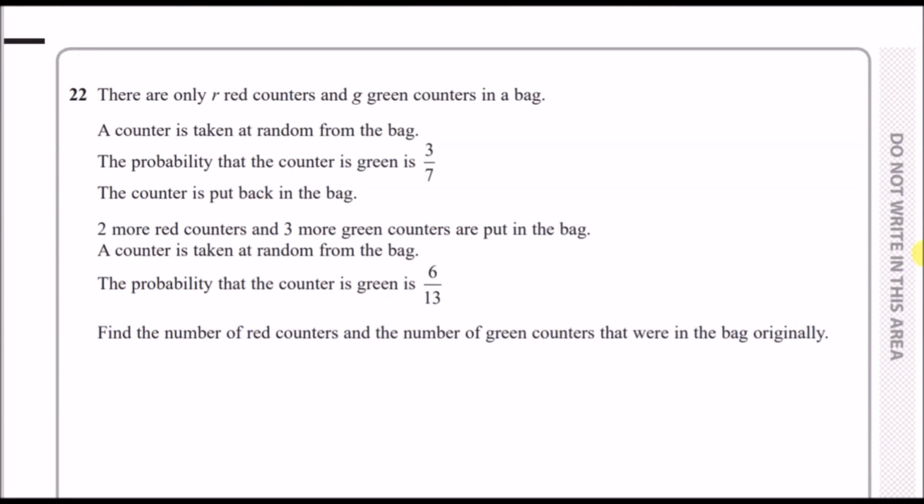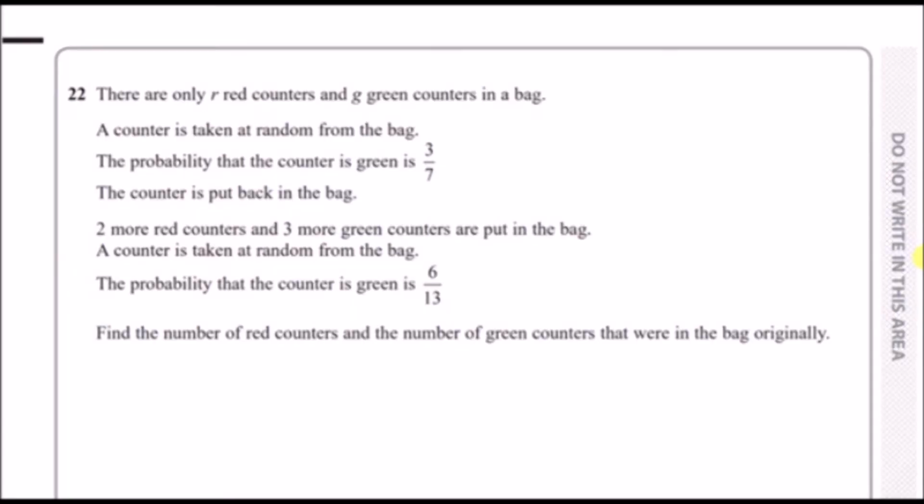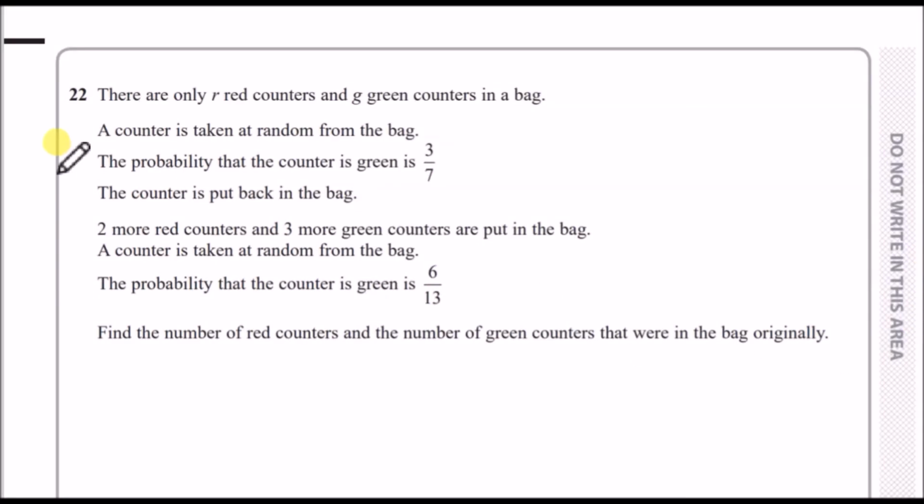Yep, and here we go, guys. Our final question, number 22. Let's do this. So, there are only R red counters and G green counters in the bag. Alright, so that's basically saying we've got R and G. A counter is taken at random from the bag, and the probability is 3/7. So let's say the probability of getting green, so capital G, is 3/7. That's basically the same as, according to our bag.